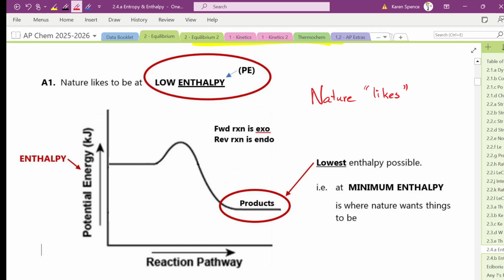Would you ever say that for me on a quiz or a test, that nature likes something? No. I would say that the exothermic direction is thermodynamically favored.